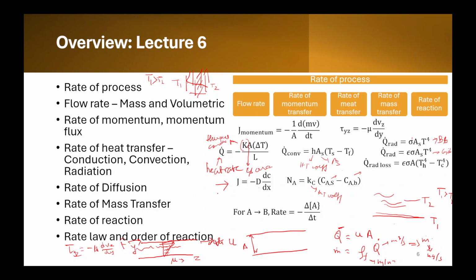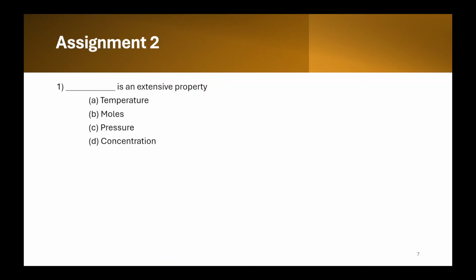And the rate of reaction for A giving B, the rate will be equal to the disappearance of A. So the change in the concentration of A upon the change in time. And then the rate law and the order of reaction were discussed. So we'll start with these first. We'll start with some sample problems now.